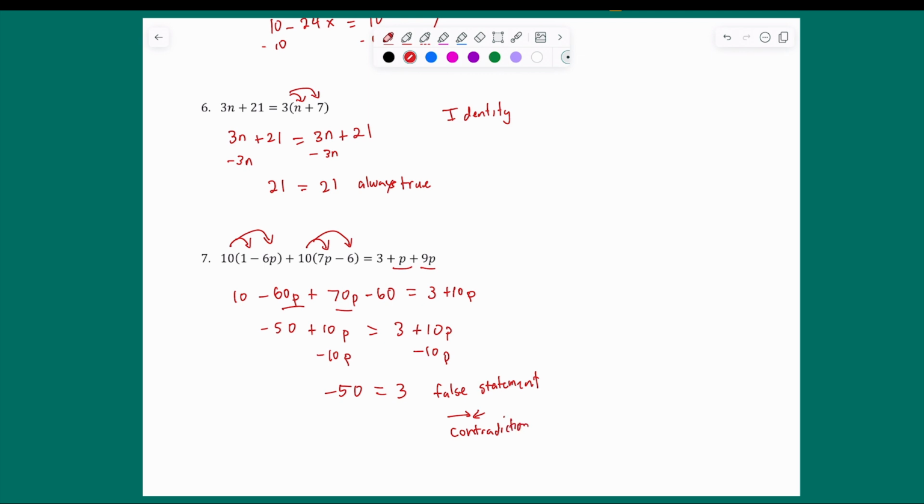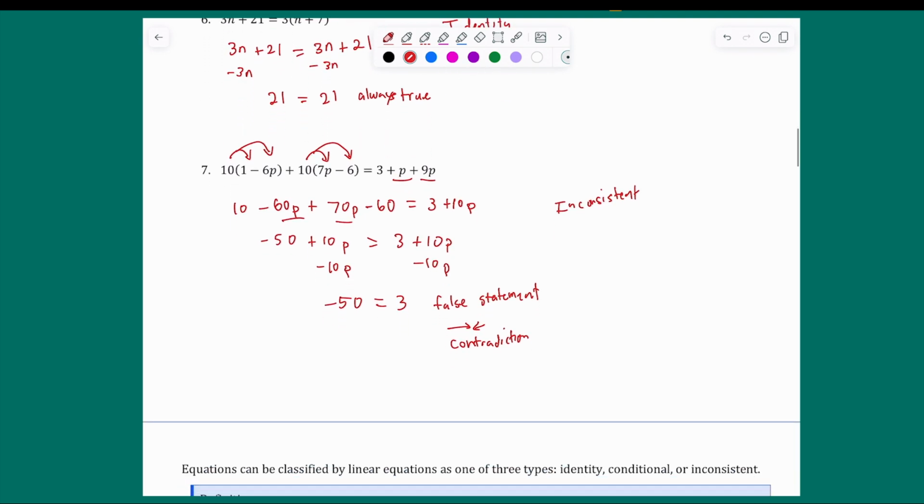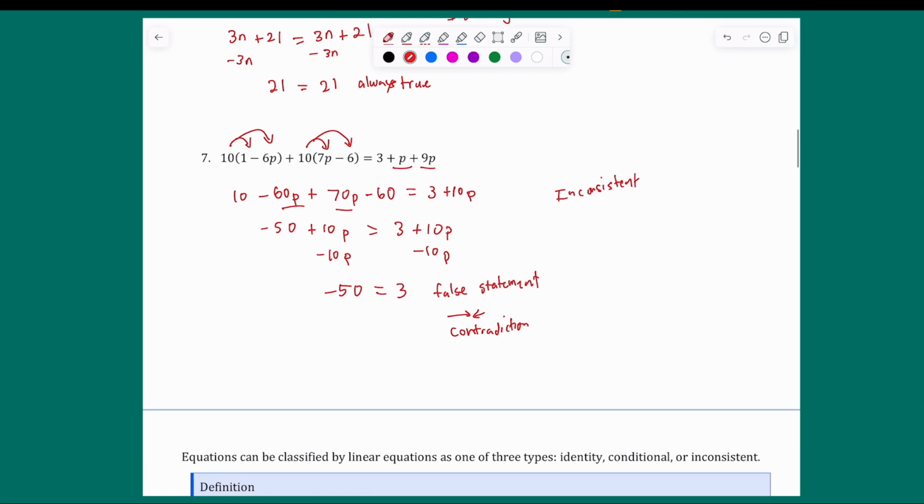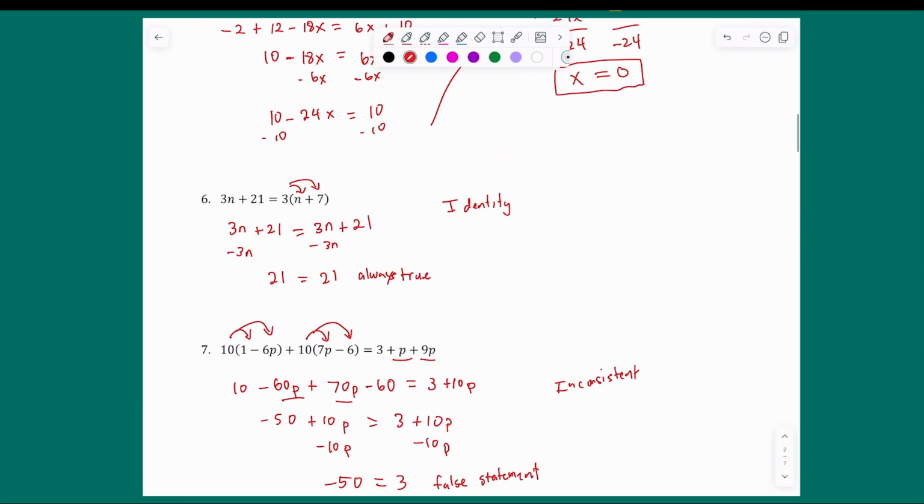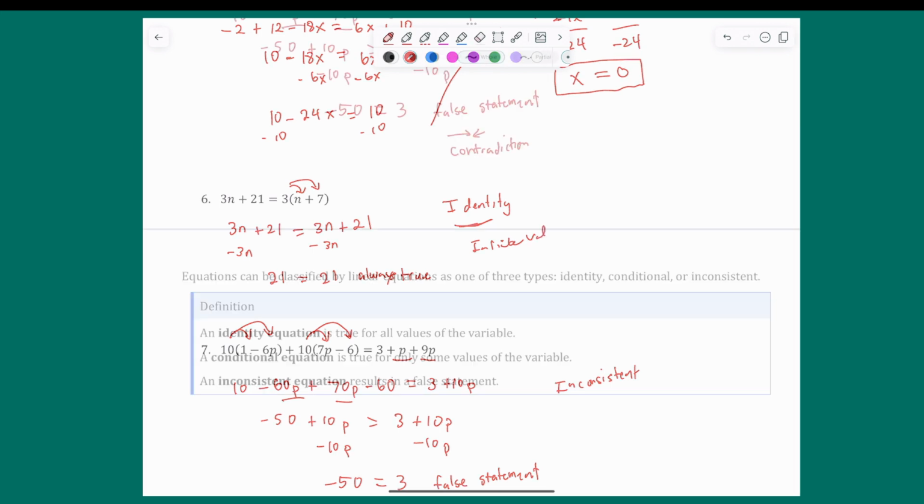Okay, in other words, it's not true. We call these type of equations inconsistent. And it's an inconsistent equation because it doesn't have a solution. All right. So as you've noticed, sometimes equations have solutions, sometimes they don't, and sometimes they have an infinite number of solutions. Like this identity, there's an infinite number of values that satisfy that equation.